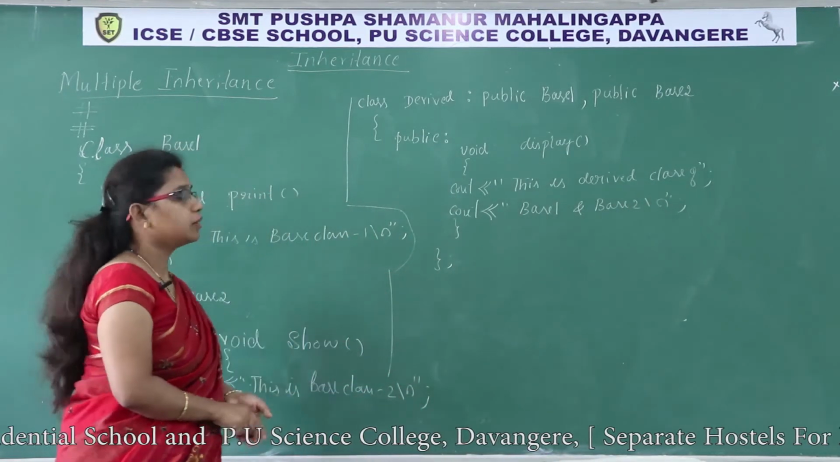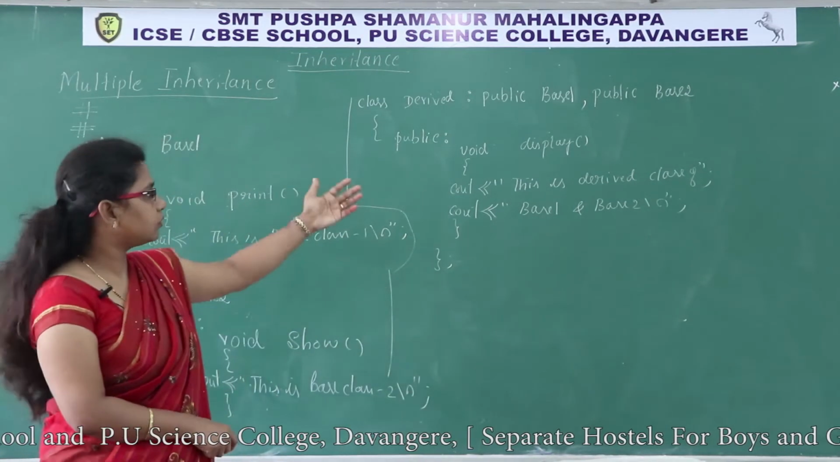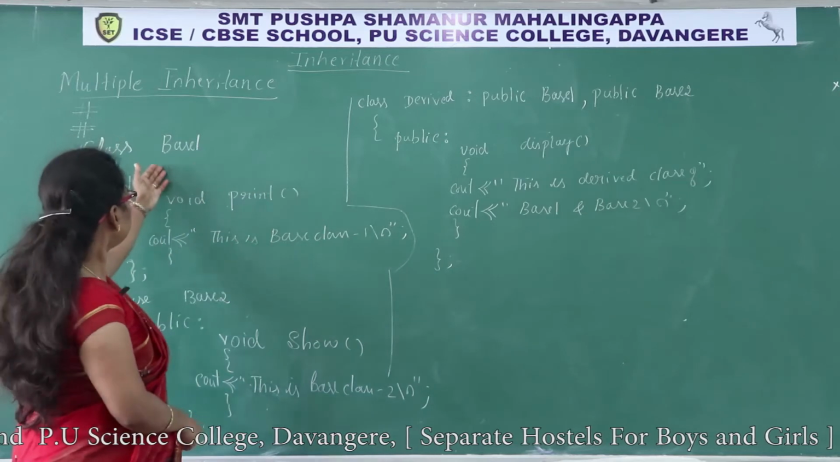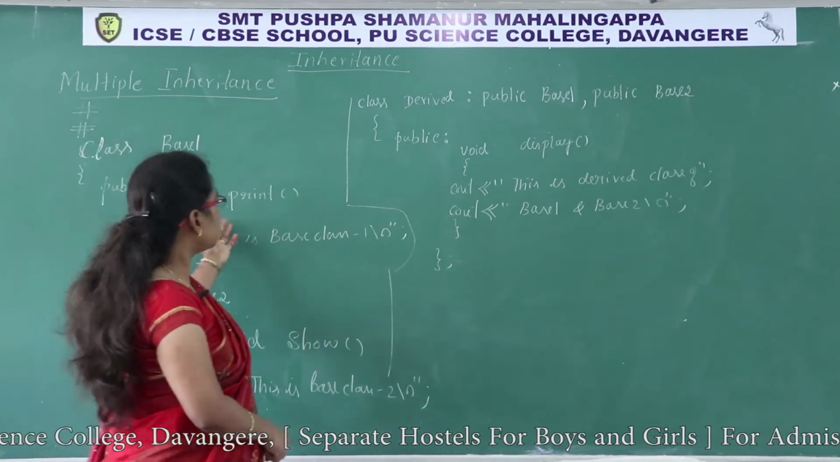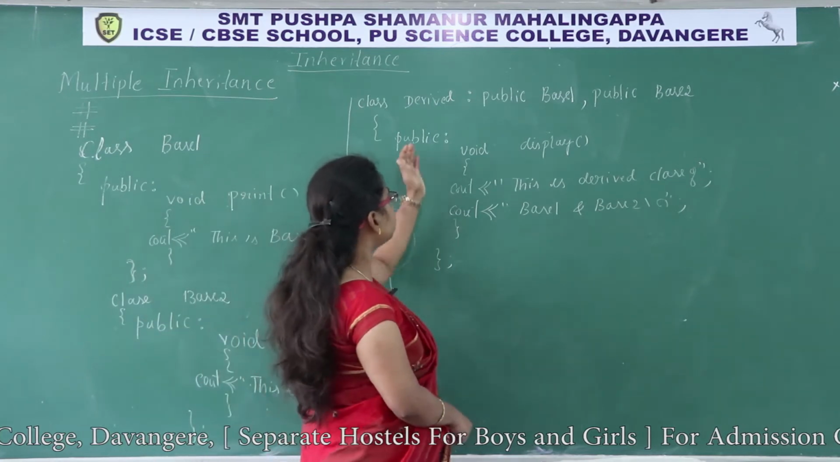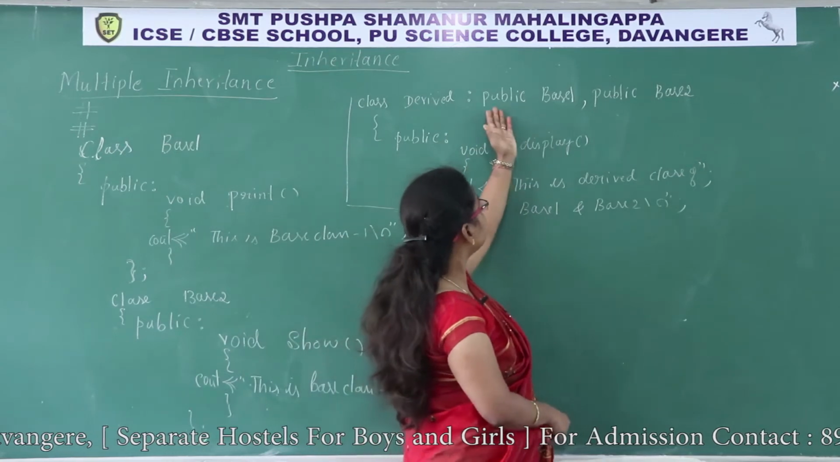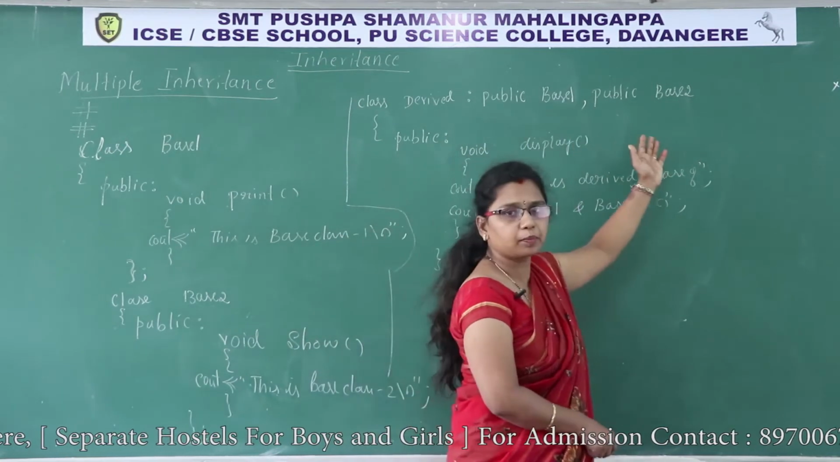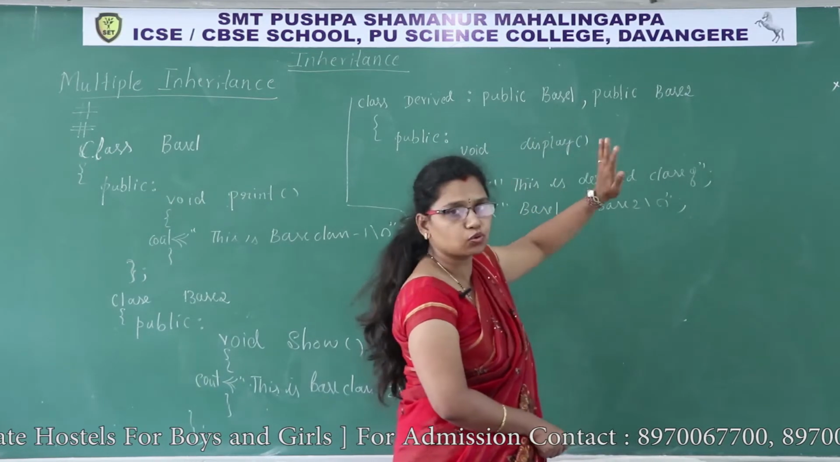See, in multiple inheritance, two or more base classes are there and one derived class. Here, base 1 and base 2 are the base classes. From these two classes, I am going to inherit this class, that is the derived class. So base 1 is inherited in public mode, base 2 also public mode. We must mention access visibility mode separately for these two classes.